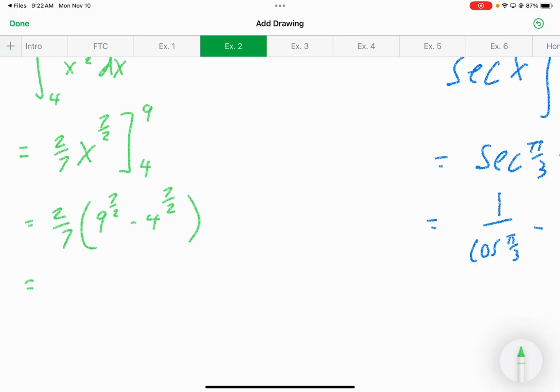All right. Hey, let's be smart about this. I want to take 9 to the 7/2 power. Do you want to take the square root of 9 first, or do you want to raise it to the 7th power first? Square root. Okay. So now we're going to have 2/7 times 3 to the 7th. I don't know what that is. And then same thing with a 4. Square root of 4 is 2, so I'm going to have 2 to the 7th. I know what that is.